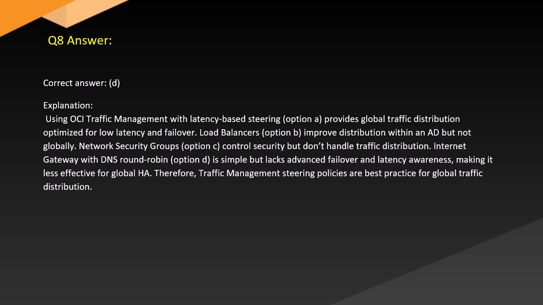Answer. Correct answer: A. Explanation. Using OCI Traffic Management with latency-based steering, option A, provides global traffic distribution optimized for low latency and failover. Load balancers, option B, improve distribution within an application but not globally. Network security groups, option C, control security but don't handle traffic distribution. An internet gateway with DNS round-robin, option D, is simple but lacks advanced failover and latency awareness, making it less effective for global HA. Therefore, traffic management steering policies are best practice for global traffic distribution.